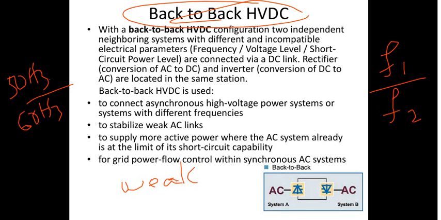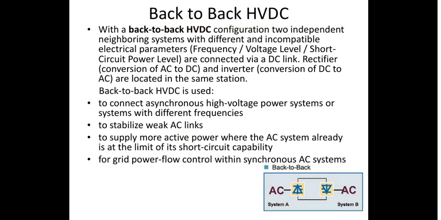With a back-to-back HVDC configuration, two independent neighboring systems with different and incompatible electrical parameters are connected. These parameters could be the frequency, the voltage level, or the short circuit power level. They are connected via the rectifier and inverter, which are located in the same station.